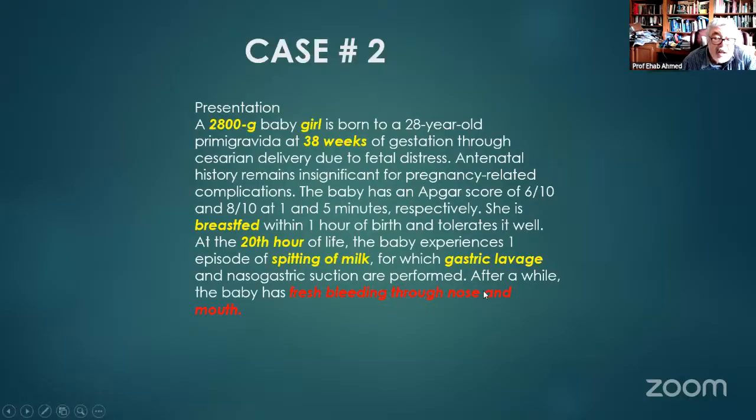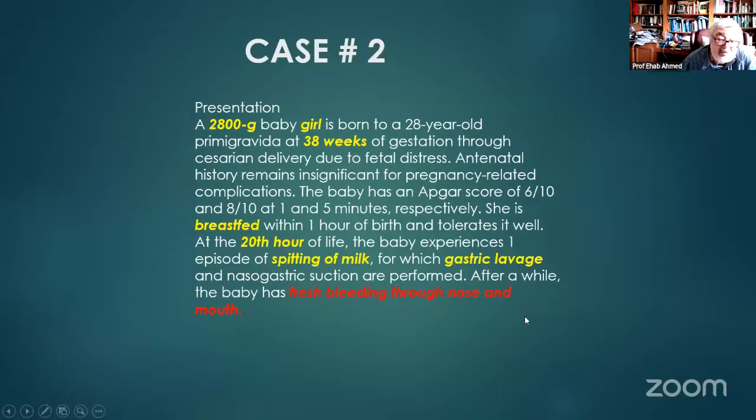However, the team taking care of this baby started doing gastric lavage. What they do with the gastric lavage is they insert an NG tube or an OG tube into the stomach, aspirate the contents, and start washing with normal saline several times till the aspirate is clear. And one of the points we are going to discuss here is the practice of doing gastric lavage.